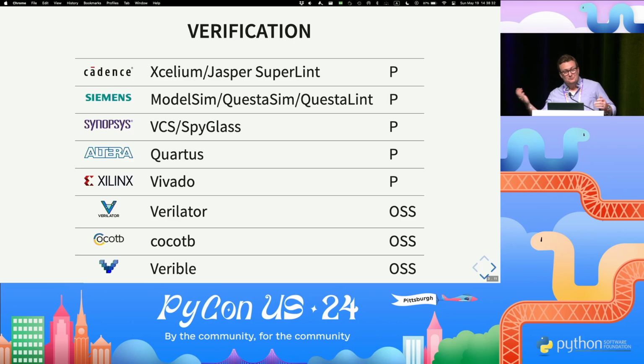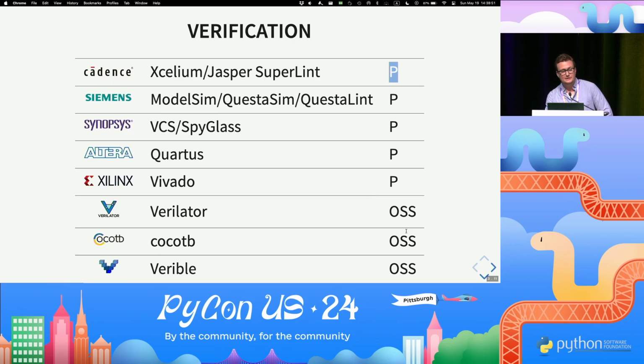Unlike the software world we know and love and the Python ecosystem that we know and love, the hardware world is still in transition, so a huge portion of the tools that we rely on are proprietary. This isn't like a political talk, but I've highlighted at the right here the P for the proprietary tools from some of these different companies.